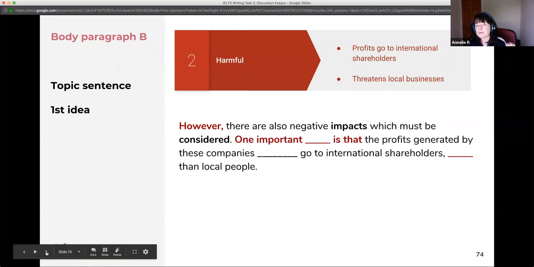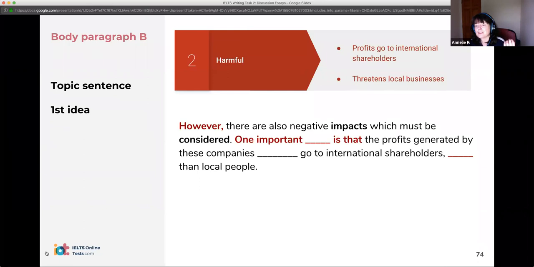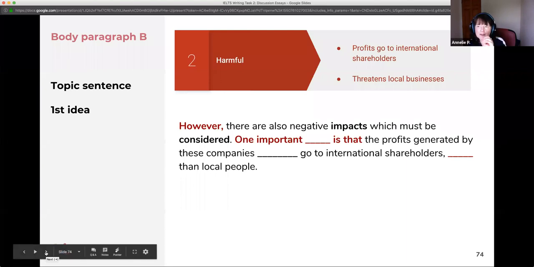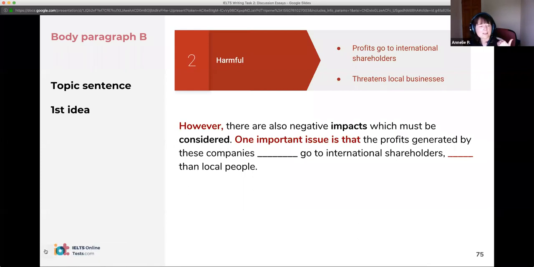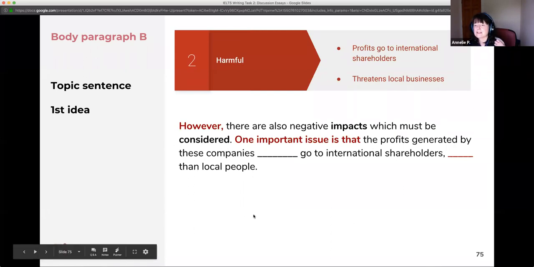So, one important, okay, that works. Try and avoid using thing, okay, because it's a bit too vague. We want to use very precise vocabulary, okay? I like drawback, it's very nice, yeah? Okay. We've gone for issue, very good, Navita, but there's lots of different things you could have there. So one important issue, the profits generated by these companies.